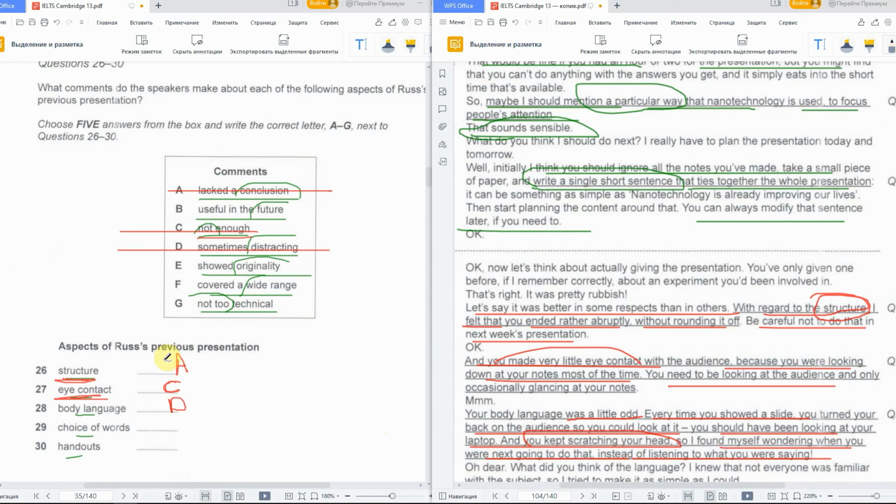Choice of words. Think of the language. I knew that not everyone was familiar with this subject, so I tried to make it as simple as I could. Yes, that came across. You used a few words that are specific to the field, but you always explained what they meant, so the audience wouldn't have had any difficulty understanding.